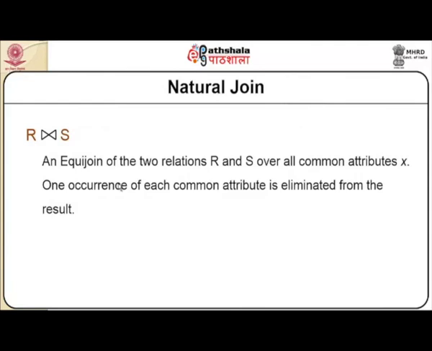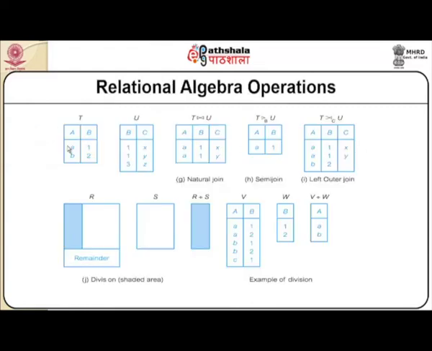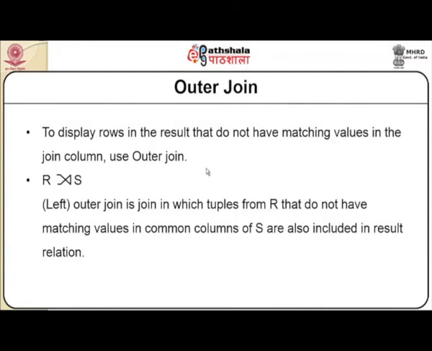The second join that we are introducing is natural join, which happens between two relations R and S. An equi-join or a natural join of two relations R and S is over all common attributes X. One occurrence of each common attribute is eliminated from the result, so this does not have any duplicates. This indicates the natural join happening between two different relations T and U. T has two attributes A and B and U has attributes B and C, where B is common between the two relations. In this specific case, B has two 1s here, so it will be mapped like A1x, A1y, which will be the result of this natural join between the two relations T and U. The other operator that we introduce within join is outer join.